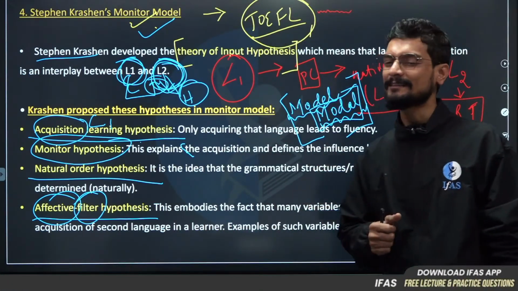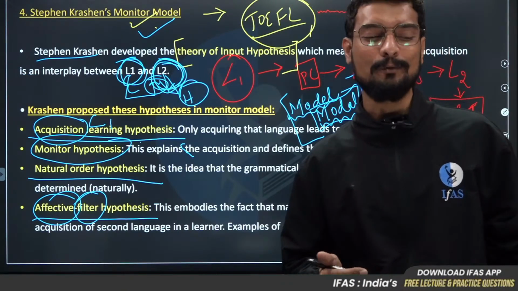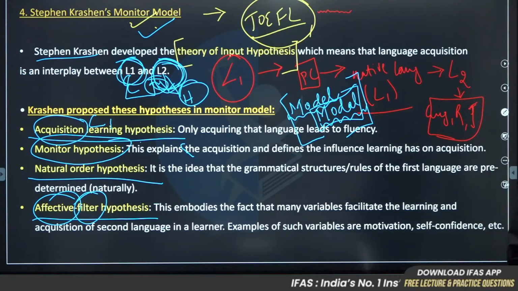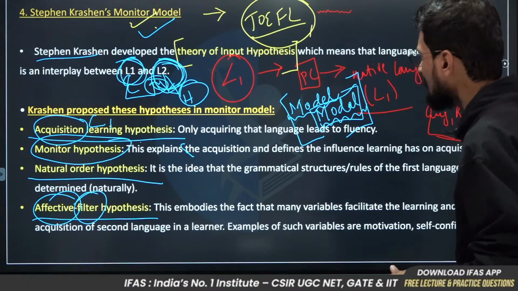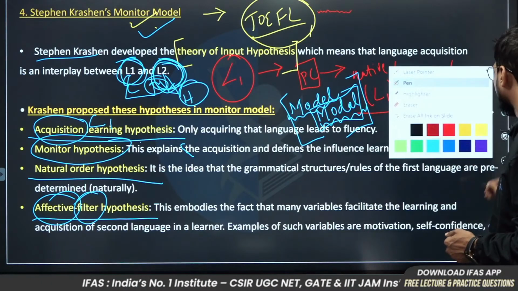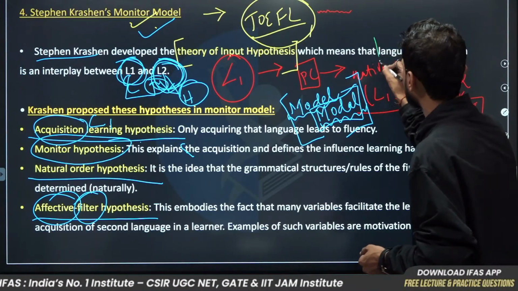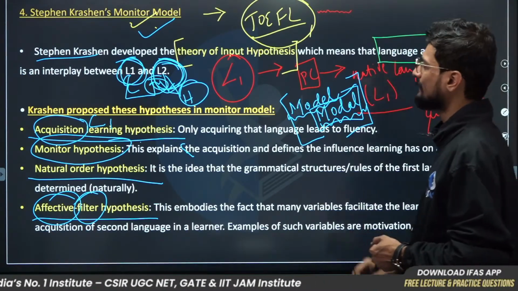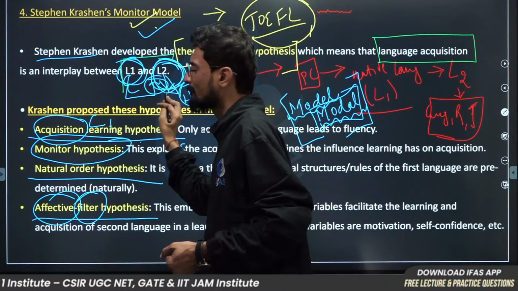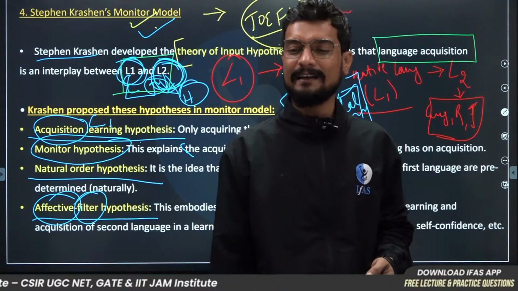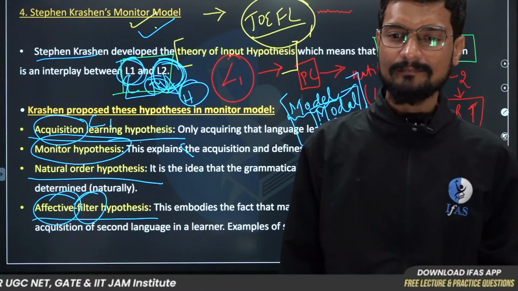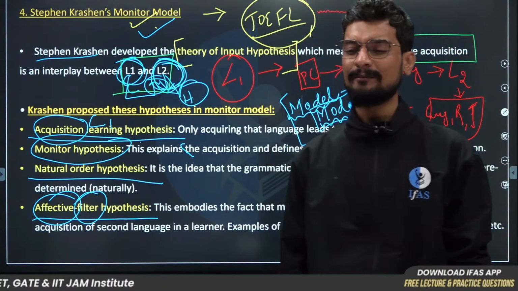Am I clear till this point? Any question, anything that you want to ask? Quickly say yes or no. Any question? So the key takeaway here from Stephen Krashen is language acquisition, and this language acquisition happens through the interplay between L1 and L2. Clear, everyone? Now shall we move further?